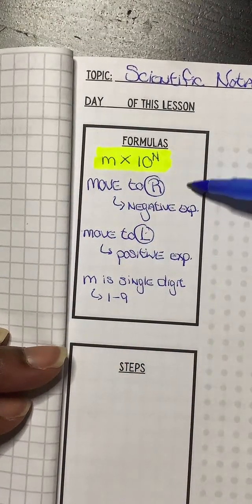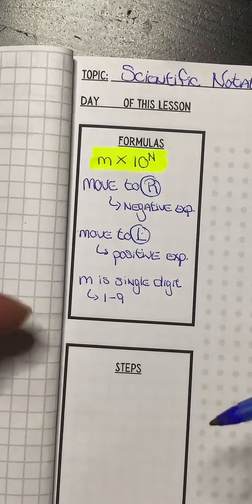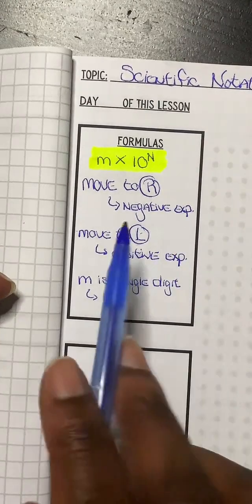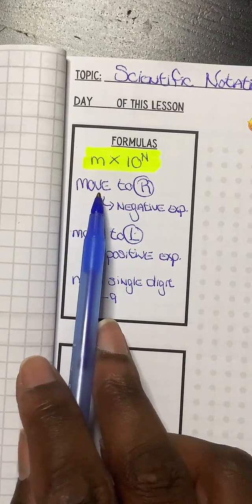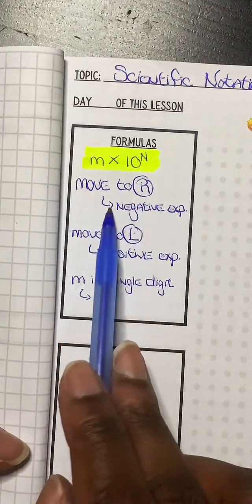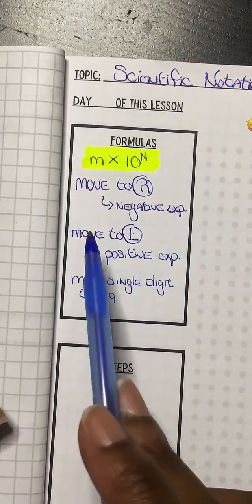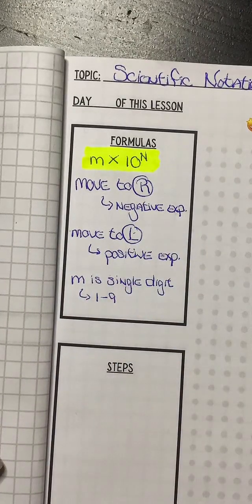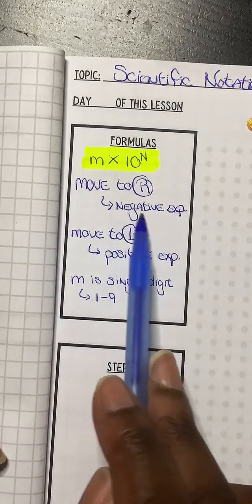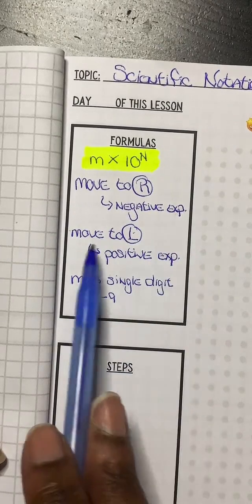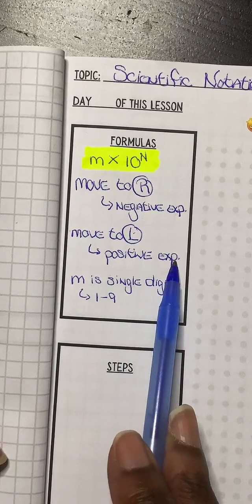Now, if you can keep this under wraps, it will help you out. If you have to move the decimal, like going from one form to another, if you have to move to the right, you're looking at a negative exponent. So if you're going from a decimal to the exponent, that's what I'm talking about here. If you're moving to the right, you're going to have a negative exponent. If you're moving to the left, you're going to have a positive exponent.